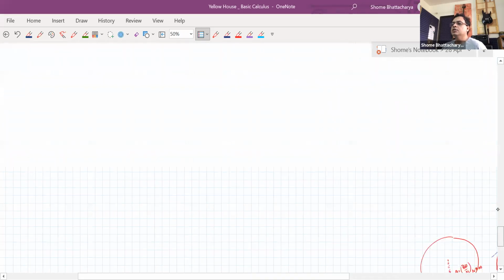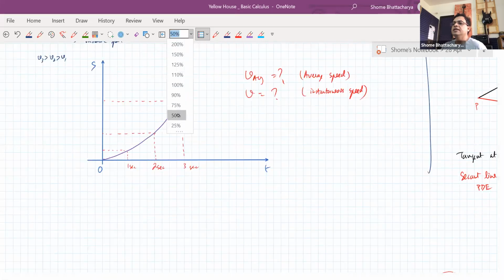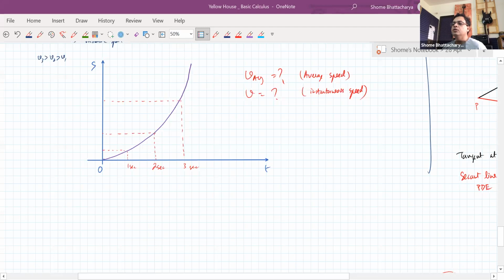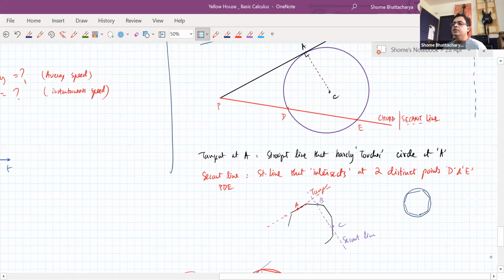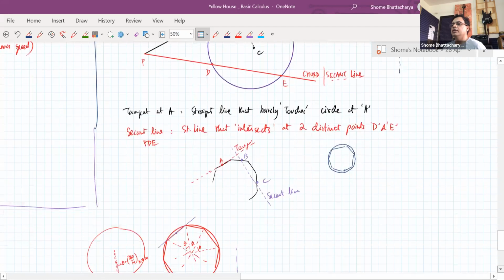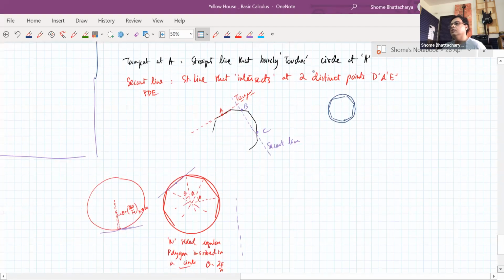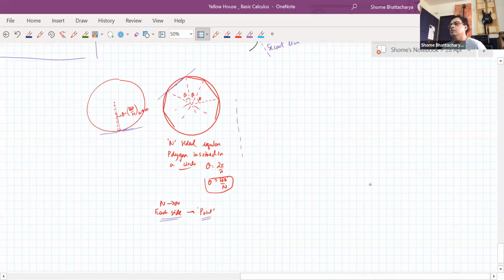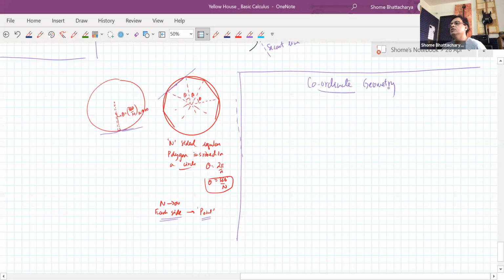So anyway, coming back to the concept of tangent and secant, this concept doesn't apply only to the circle. It applies to any general figure also. Okay, so I'll just show that elsewhere. So the coordinate geometry concept of tangent versus secant line.